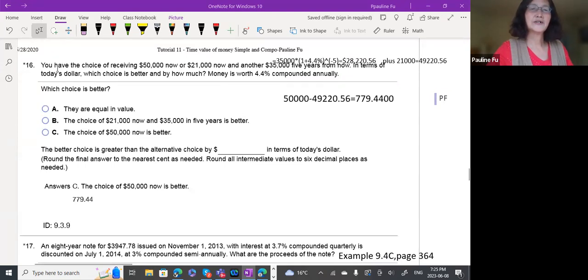Question 16, you have the choice of receiving 50,000 now or 21,000 now and another 35,000 5 years from now. In terms of today's dollar, which choice is better and by how much? Suppose money is 4.4%, compounded annually.